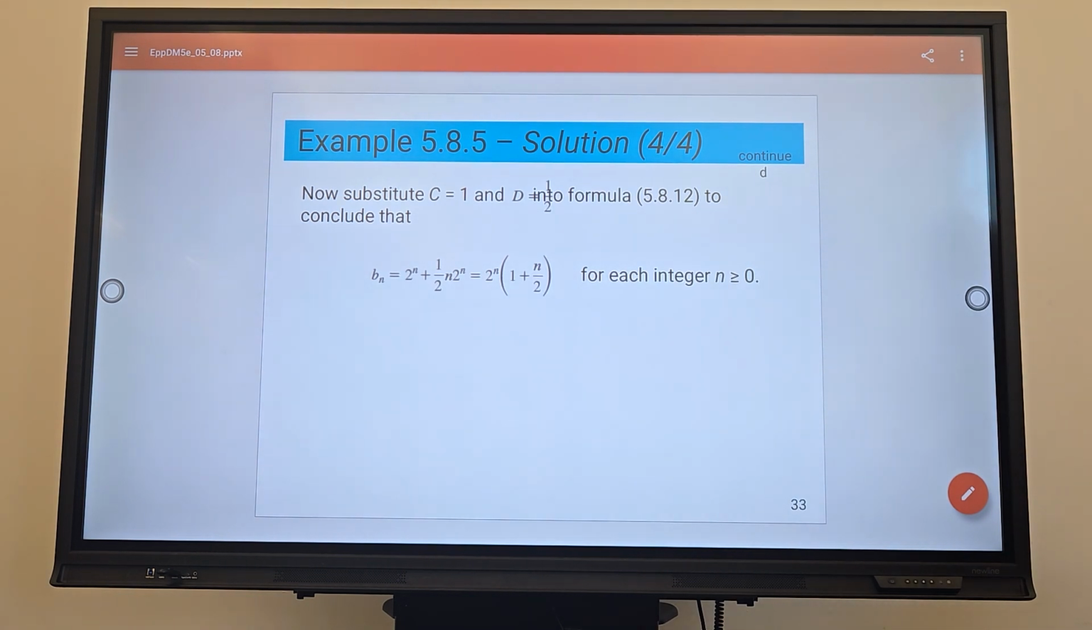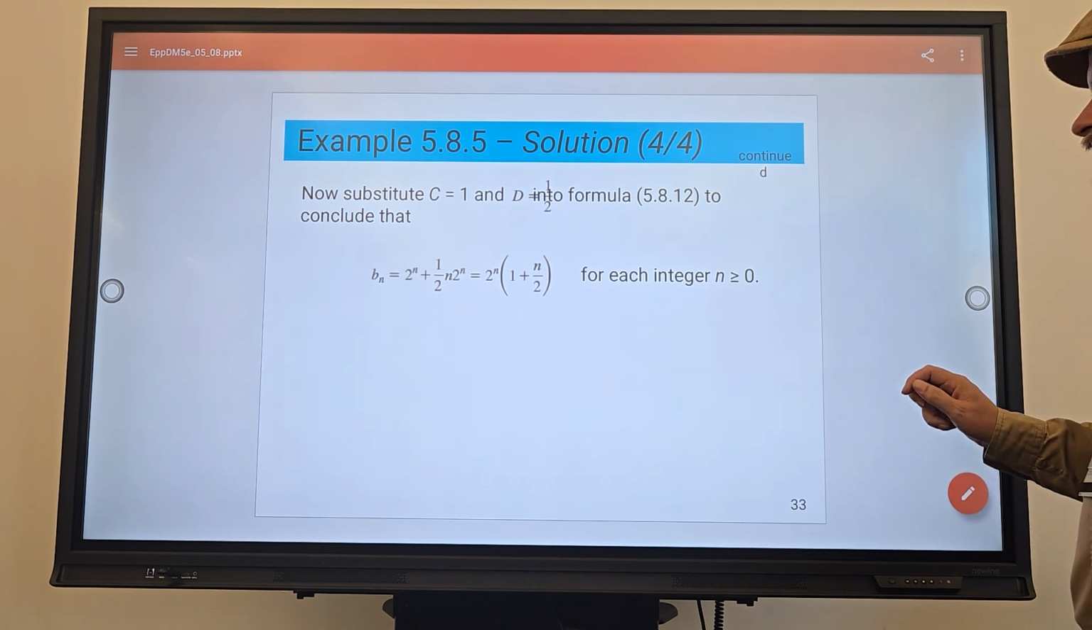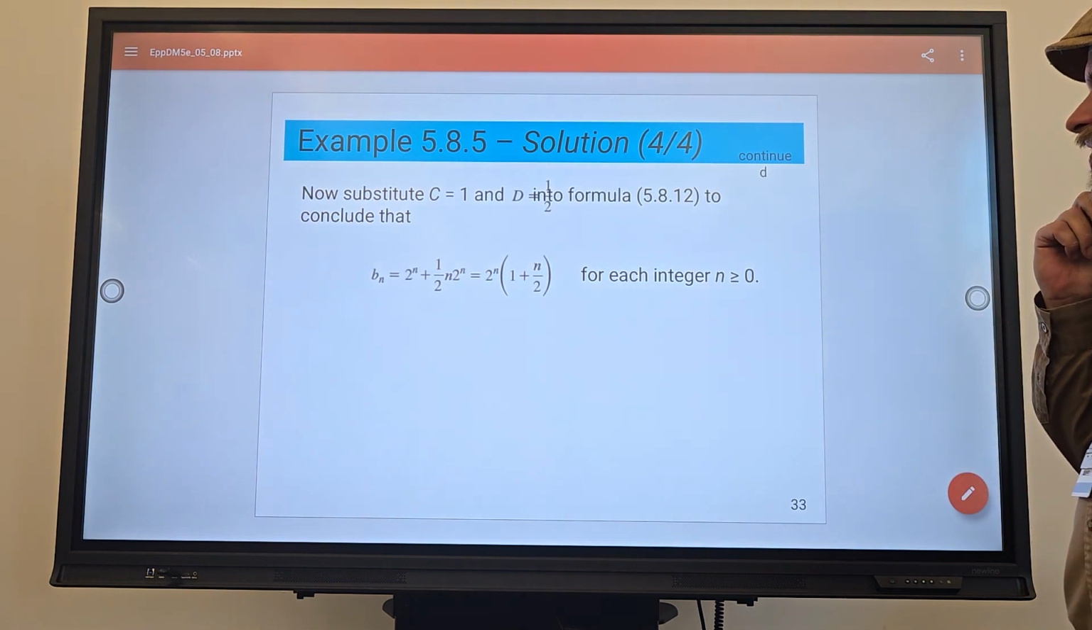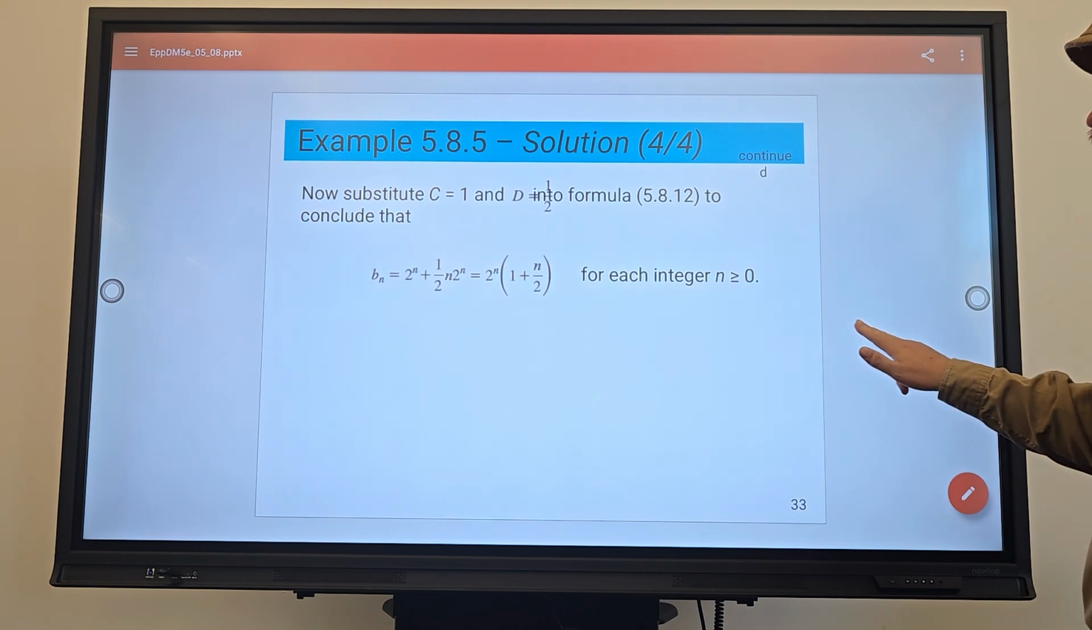Now substitute C equals 1 and D equals 1/2 into the formula to conclude that b sub n equals 2 to the n plus 1/2 n times 2 to the n, or 2 to the n times the quantity 1 plus n over 2, for every integer n greater than or equal to 0.